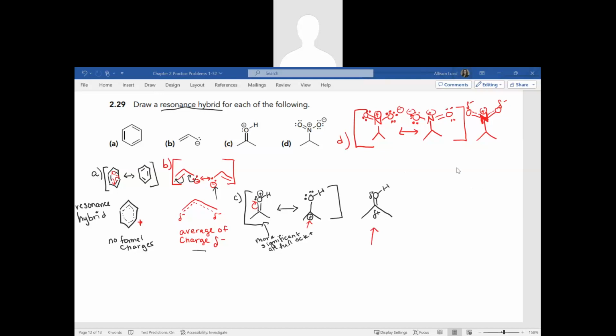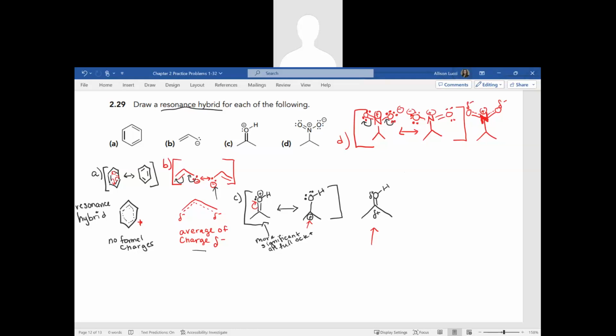Last, we have structure D over here on the upper right, and notice our first structure, and we have our movement of electrons here. These will move over here, and these will move down here. And then we have our second resonance structure. What you may notice is that the formal charge on the nitrogen remains between the two structures, but the -1 formal charge on the oxygen changes from one side to the other.